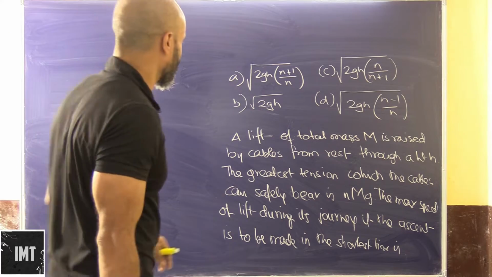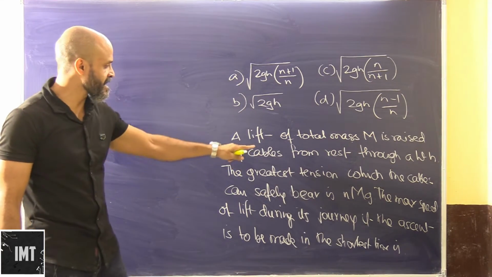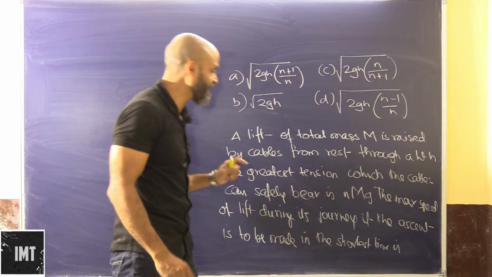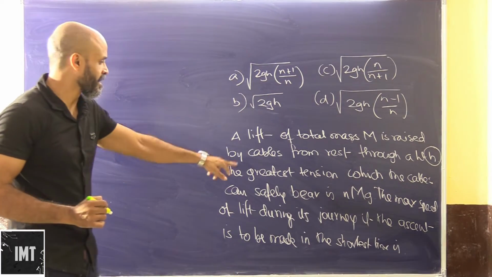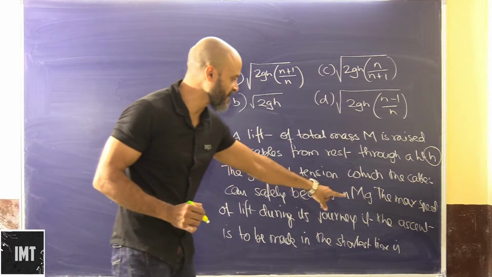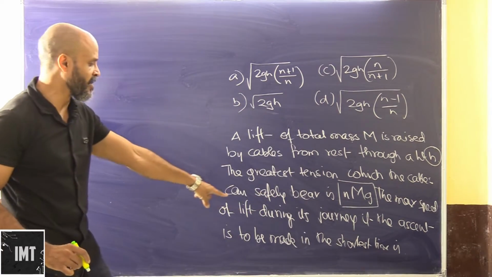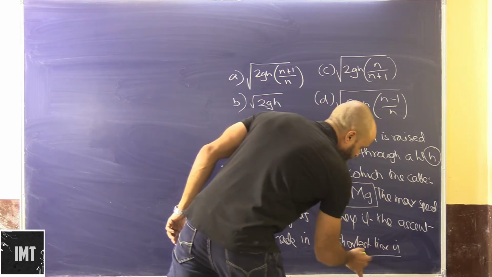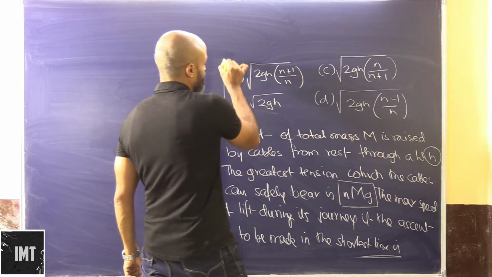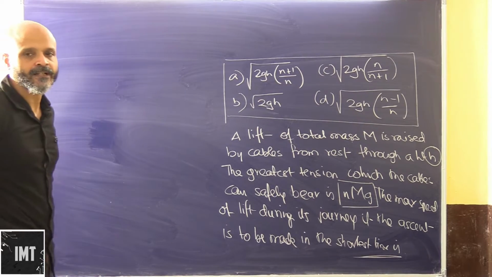Okay, so let's look at this problem here. A lift of total mass m is raised by cables from rest through a height h. So this is basically the height h by which it is raised. The greatest tension which the cables can safely bear is nmg. The maximum speed of lift during its journey, if the action is to be in the shortest time, is, you have been given these 4 options. Okay, so they look a little complicated. Let's see how we can resolve this.